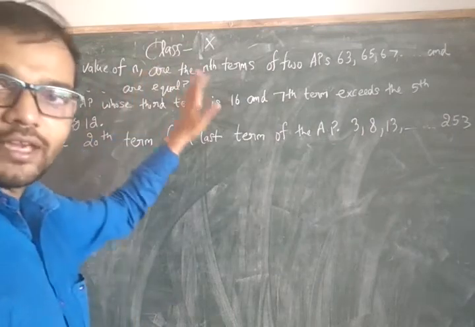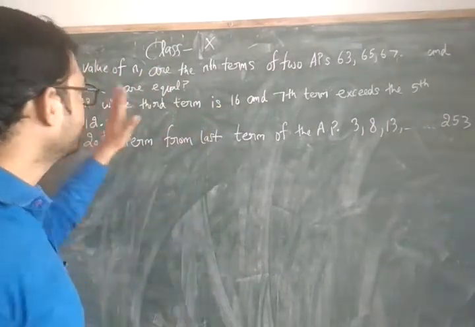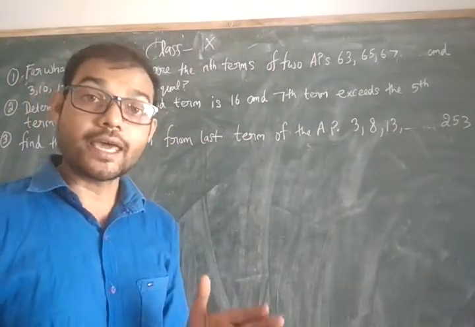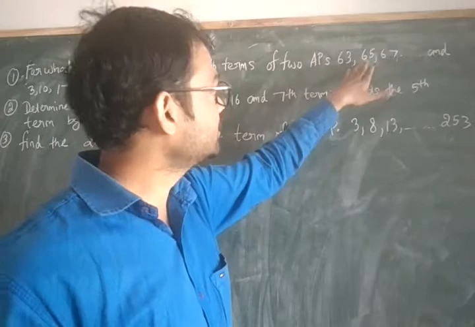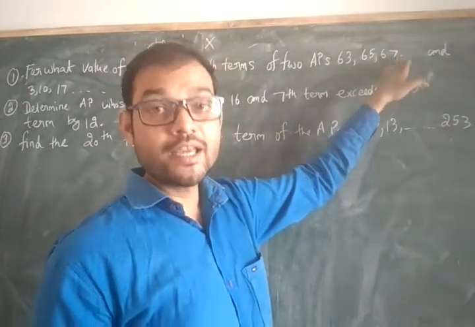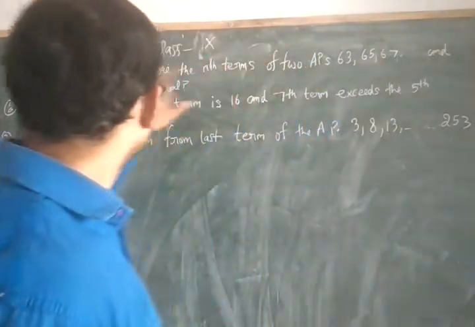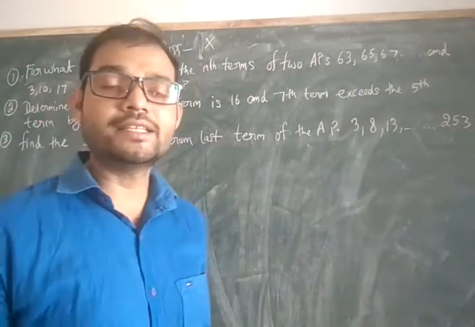You are given: for what value of n are the nth terms of two APs equal? One AP is 63, 65, 67, and so on, and the other AP is 3, 10, 17.